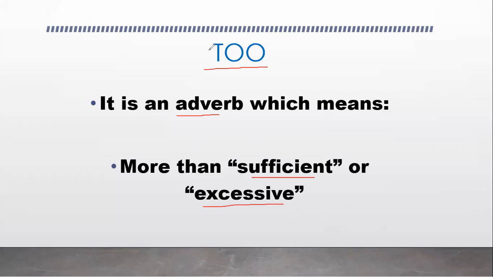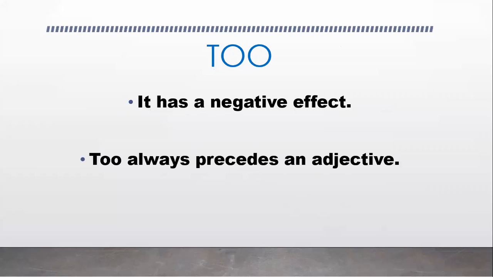Let's talk about more examples. Too also has a negative effect. Too always precedes an adjective. So too is always going to be before the adjective, in simple words.